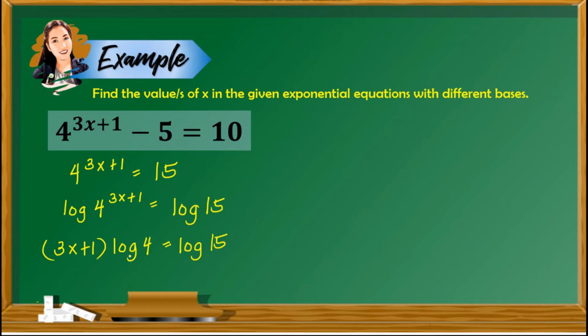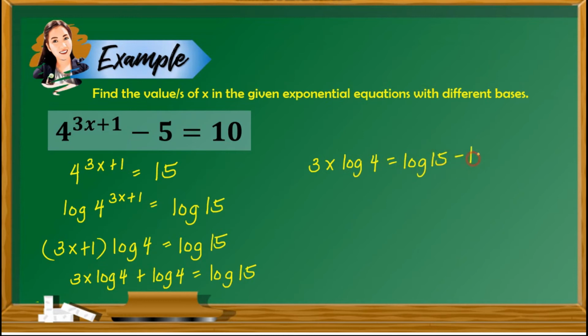Distribute or multiply logarithm of 4 to these two terms. We have 3x logarithm of 4 plus the logarithm of 4 equals the logarithm of 15. Next is to isolate the term with x. So we have 3x logarithm of 4 equals the logarithm of 15 minus the logarithm of 4.